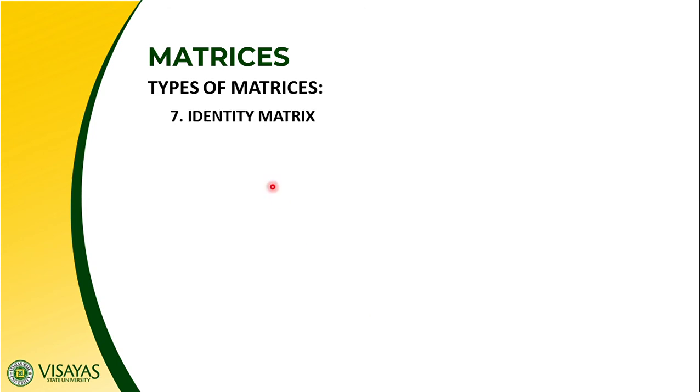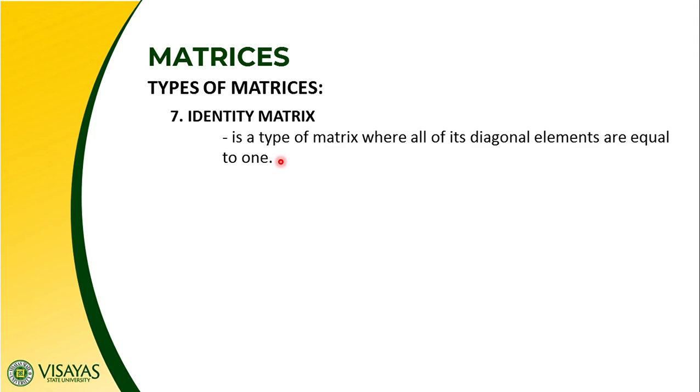Next, we have the identity matrix. The identity matrix is a type of matrix where all of its diagonal elements are equal to 1. On the scalar matrix, the elements are the same. Here on the identity matrix it is a bit different, because the elements on the diagonal should be equal to 1 only. No other numbers, just 1.